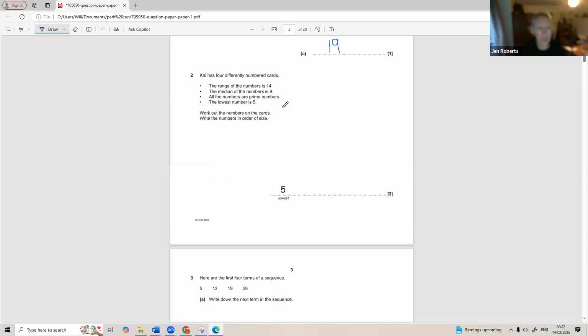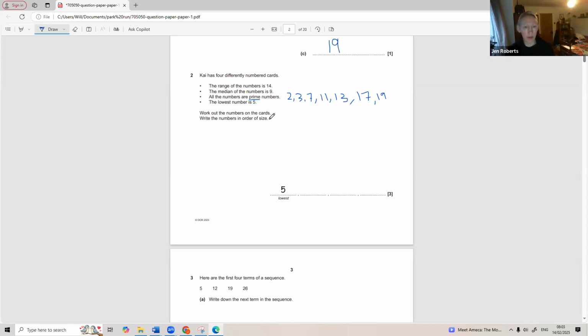So 4 different numbered cards. The range is 14. The median is 9. All the numbers are prime. So what do we know about a prime number? A prime number has exactly 2 factors. So 2 is a prime number. 3, 7. These are all your prime numbers. Less than 20. The lowest number is 5.